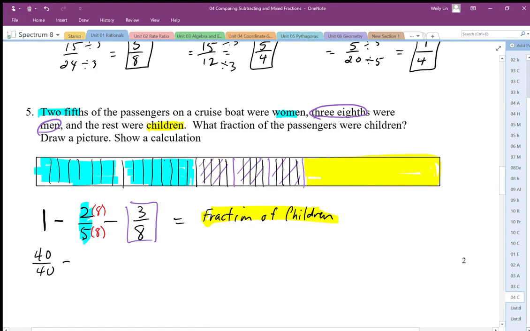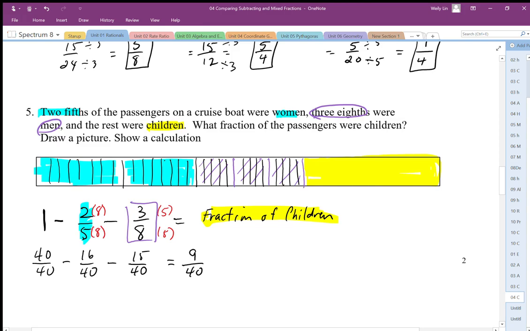And that will give me 16 out of 40. Okay, of 40 people, 16 of them are women. Here I need to multiply by 5. I need to multiply by 5, and that's going to give me my 15/40. So of this boat, of 40 people, 15 were men. And if I subtract, I'm going to take away 40 minus 16 minus 15, which is going to leave me with 9 children out of 40.